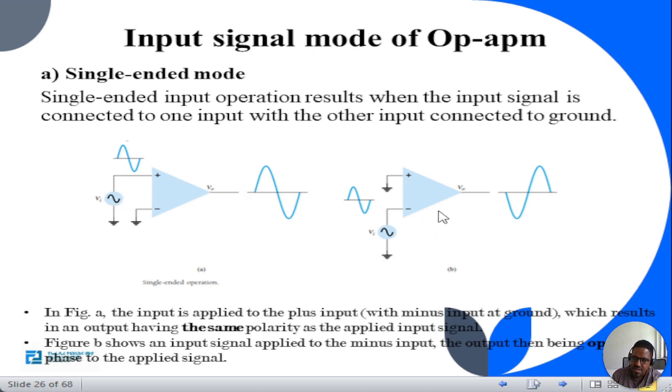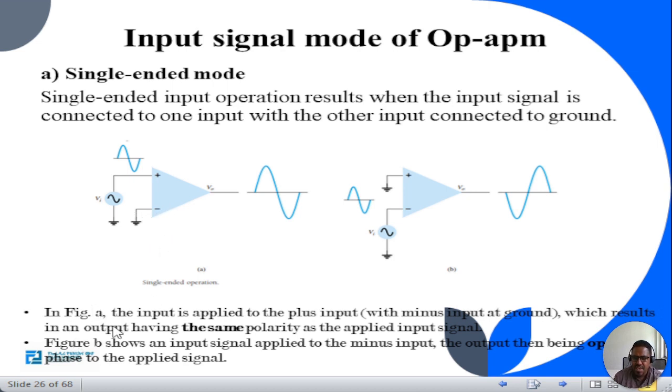But in this figure, when you see our input is a negative signal, that means inverting input voltage. So in the output, it is inverted. This is positive, but in the output, inverted. So this method of input mode, we call it single-ended mode. So when non-inverting is used, the other input becomes grounded.